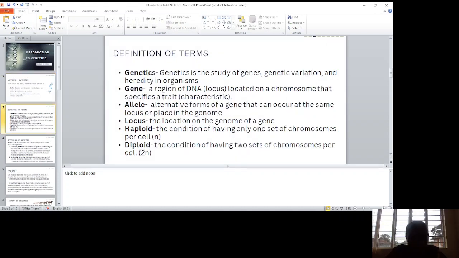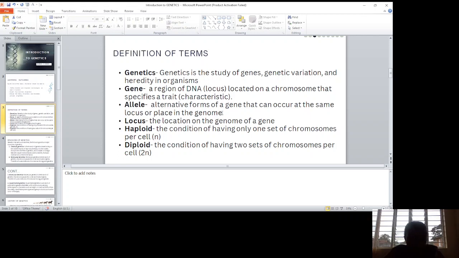So, genetics is basically the study of genes, genetic variation, and heredity in organisms. And when you talk about heredity, we simply mean the passing down of genetic characteristics from the parents to the offspring.